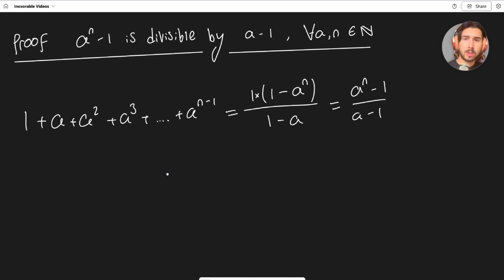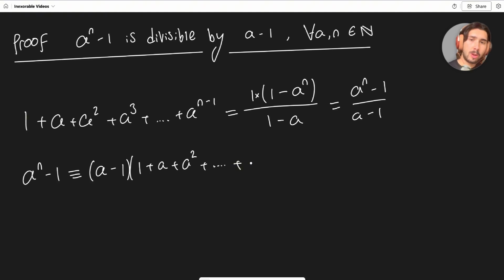Now, what it means if I just rearrange all of this is it simply says that a to the power of n minus 1 is actually just the exact same thing as a minus 1 times 1 plus a plus a squared plus so on and so forth, all the way up to a to the power of n minus 1, like that.